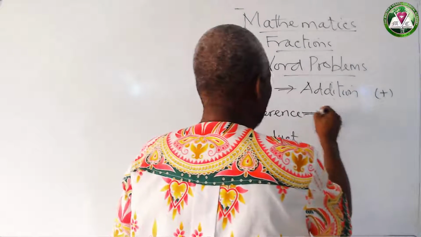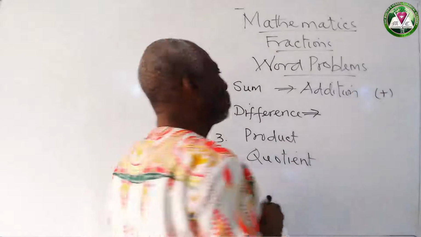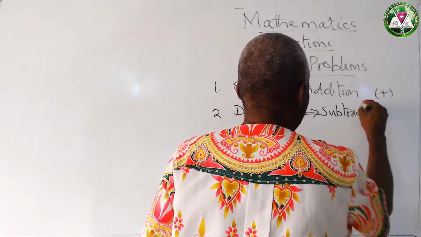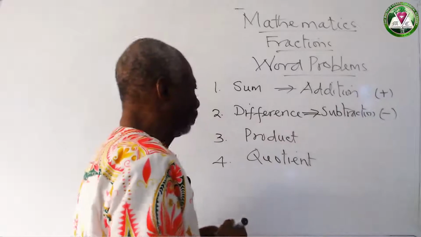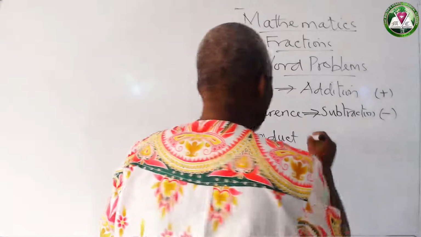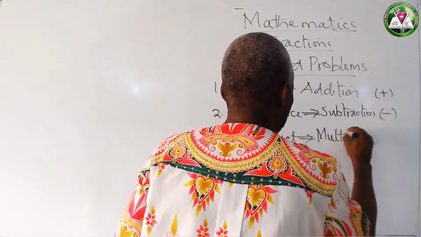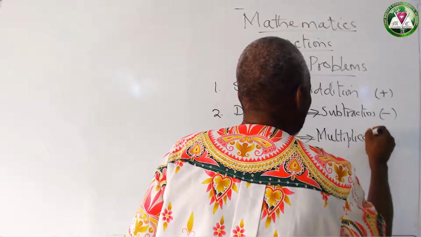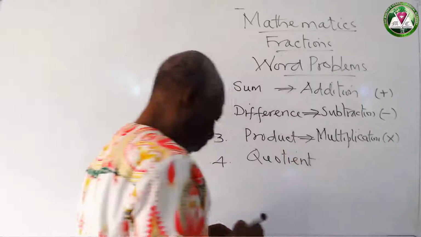Difference. What appears to our minds immediately is that we are going to subtract. So it involves subtraction, which symbolically is written that way. Then product. That is the answer you get from multiplication. So this implies that we are going to multiply. Multiplication is involved, and that is the symbol for it.